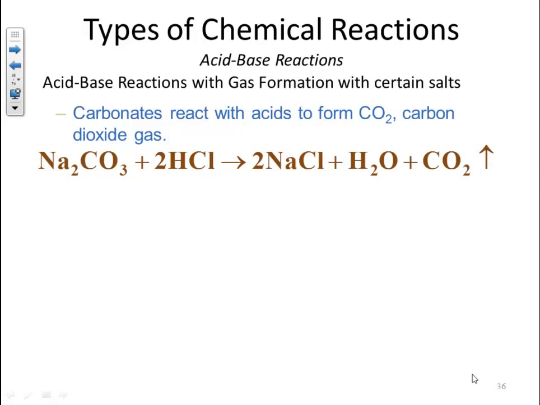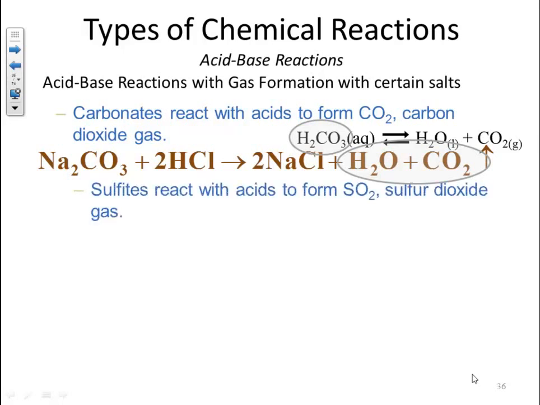Now you might say, well, how do I know it's forming water and CO2? Well, if you do your displacement, you come up with carbonic acid, H2CO3, and anytime you form carbonic acid as one of your products, you quickly go ahead and break that up into H2O and CO2. That's a gas that will be coming off.